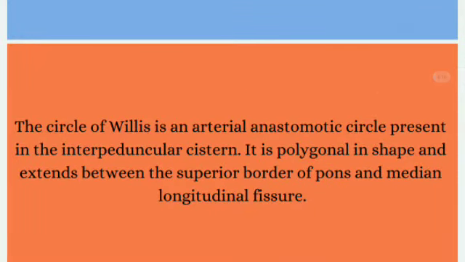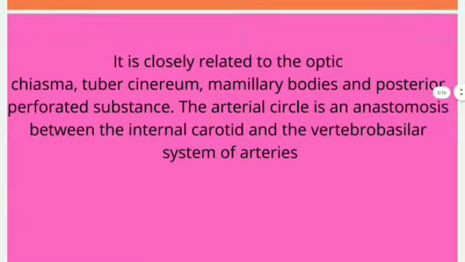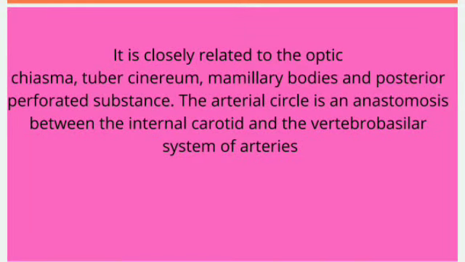The circle of Willis is an arterial anastomotic circle present in the interpeduncular system. It is polygonal in shape and extends between the superior border of pons and median longitudinal fissure. It is closely related to the optic chiasma, tuber cinereum, mammillary bodies, and posterior perforated substance. The arterial circle is an anastomosis between the internal carotid and the vertebrobasilar system of the arteries.